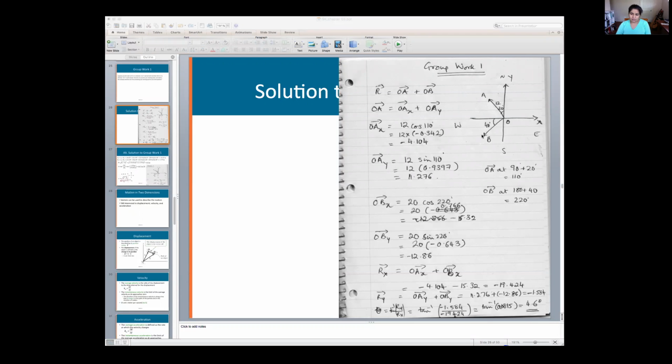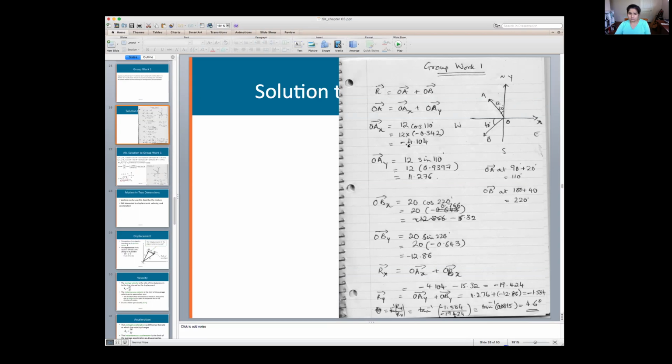So bx is going to be b cosine theta, where theta is this angle all the way from the x direction to the vector b going counterclockwise. So that's 180 plus 40, which is 220. So I have b cosine 220. B is 20 units, so 20 cosine 220 comes out to be negative 15.32. Similarly, by is 20 sine 220 degrees, which comes out to be negative 12.86.